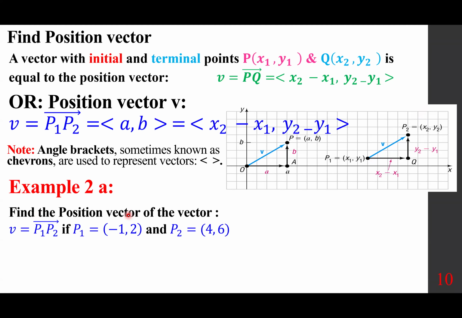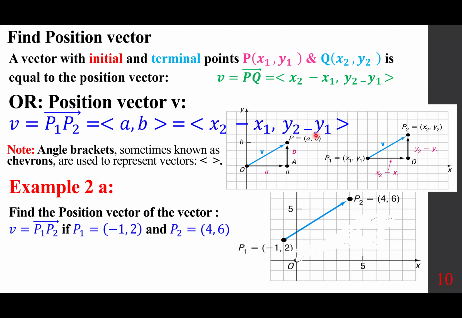Find the position vector of the vector v equals P1P2, where P1 has coordinates negative 1 and 2, P2 has coordinates 4 and 6. So according to this, x sub 2 minus x sub 1, y sub 2 minus y sub 1. P1 is located at negative 1, 2. P2 is located at 4, 6.